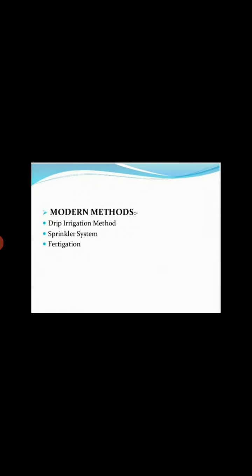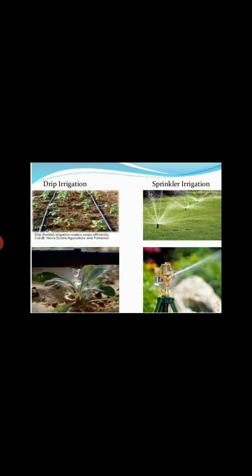So we will move to modern methods: drip irrigation method, sprinkler method, fertigation methods. You can see the drip irrigation method, pipelining is done over there and there are holes made in the drip near the root of the plants.